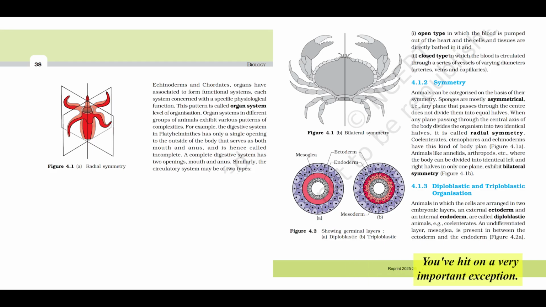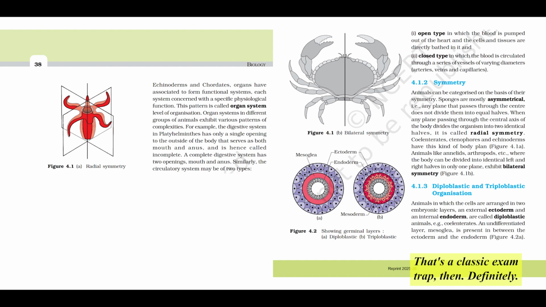You've hit on a very important exception. While adult echinoderms, like starfish or sea urchins, clearly show radial symmetry, their larval stages are actually bilaterally symmetrical. Oh, wow. So they start bilateral and become radial. Yes. This unique paradox strongly indicates their evolutionary history. It suggests echinoderms evolved from bilaterally symmetrical ancestors, and the radial symmetry in adults is a secondary adaptation, likely linked back to their sessile or slow-moving bottom-dwelling lifestyle as adults.